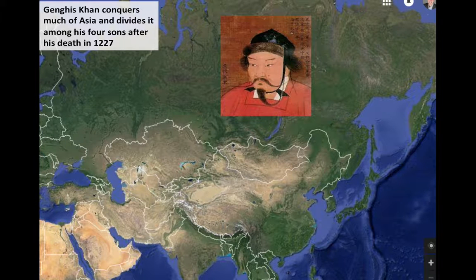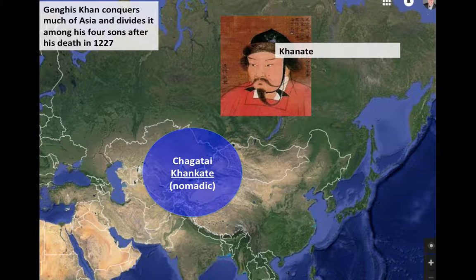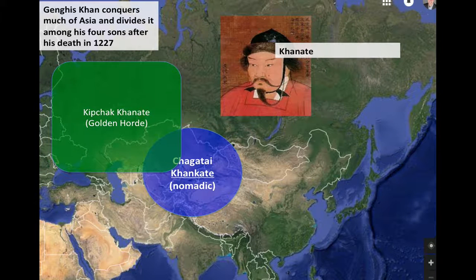After Genghis's death in 1227, his empire was split among his 4 sons. Each son ruled a political entity called a khanate. The khanate of Chagatai controlled Central Asia. It was a largely nomadic and pastoral area. The khanate of Kipchak became known as the Golden Horde and ruled what is now Russia.